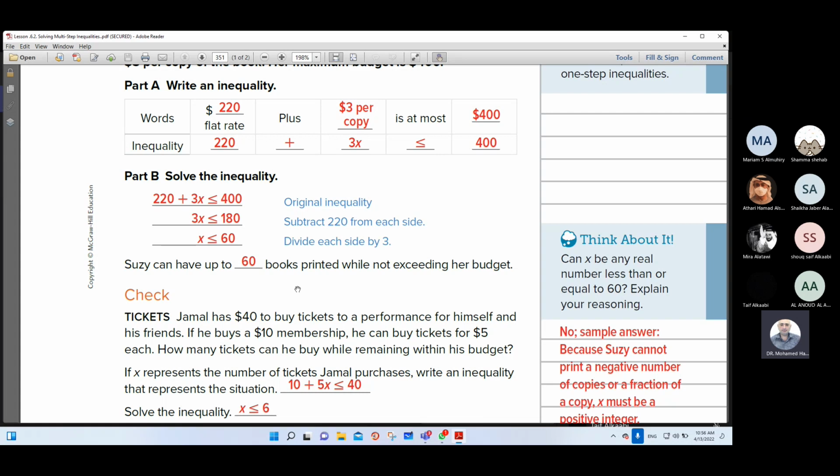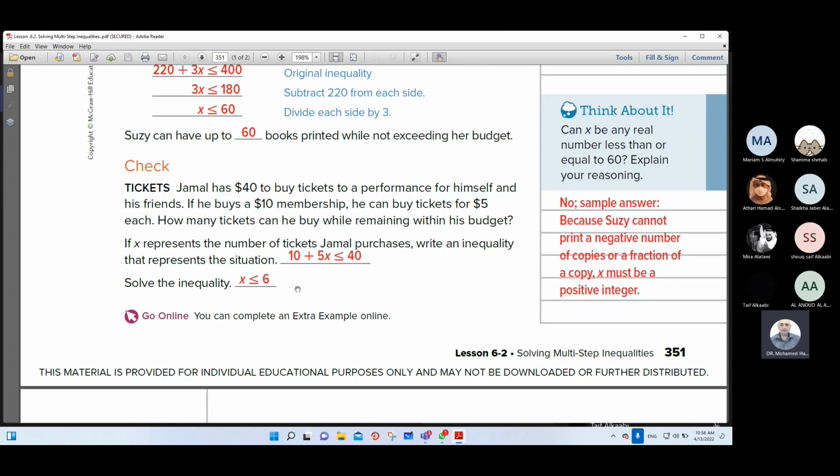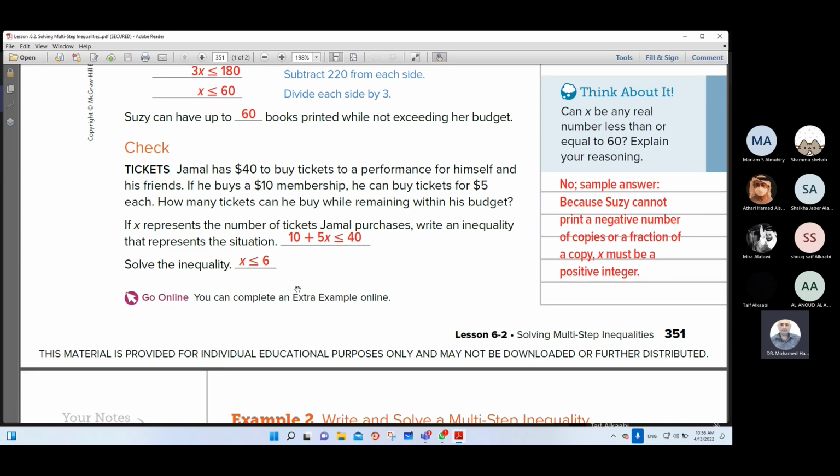The second example here. Jamal has $40 to buy tickets to a performance for himself and his friends. If he buys a $10 membership, he can buy tickets for $5 each. How many tickets can he buy while remaining within his budget?